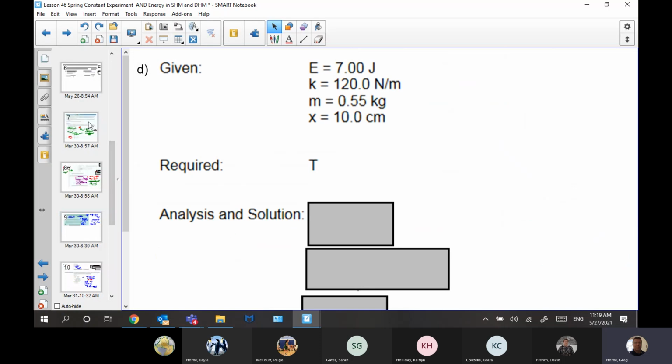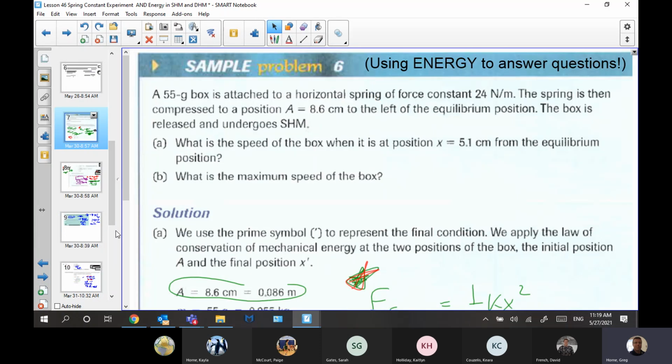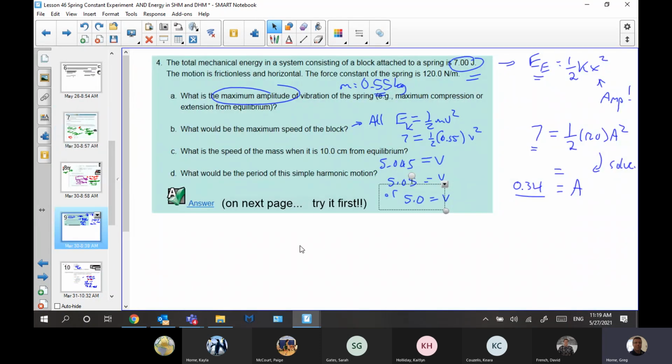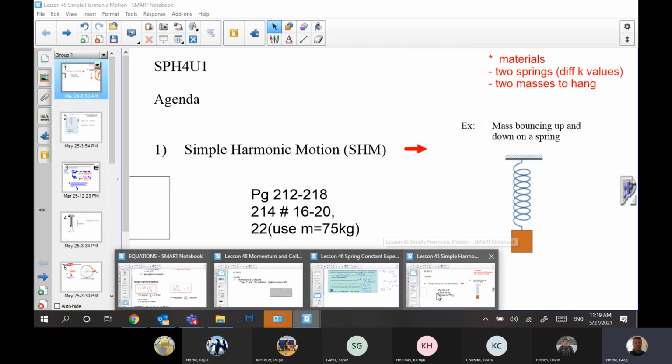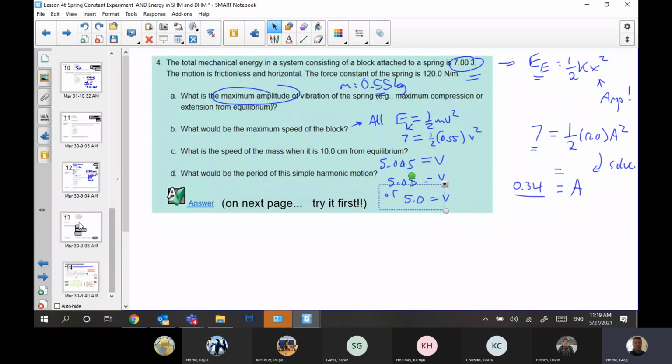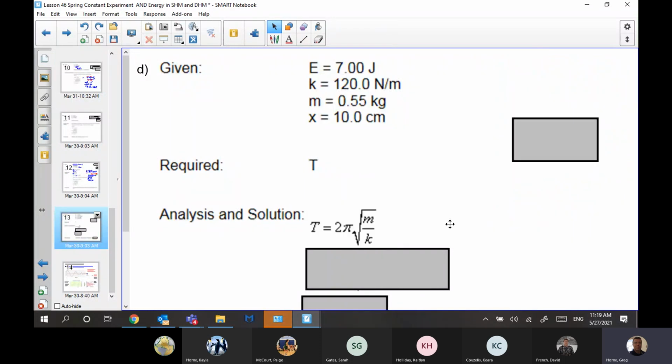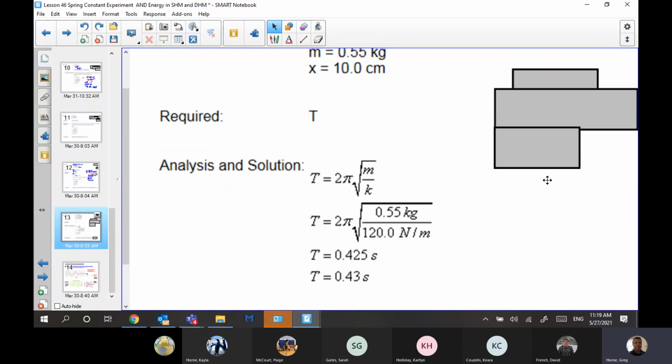Part D, what did it say again? Part D said, what would be the period? Oh, that goes back to the equation from the previous lesson, right? For the previous lesson, we would look at our period formula, 2 pi root of m over k. And so we know the k value is 120, and the mass is 0.55. Boom, just calculate out the period. So you would just have to refer to your equation sheet and use the formula, plug in the numbers, get a value.